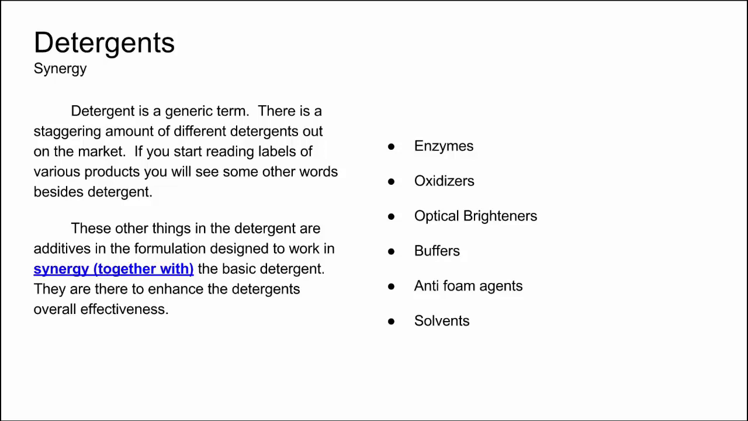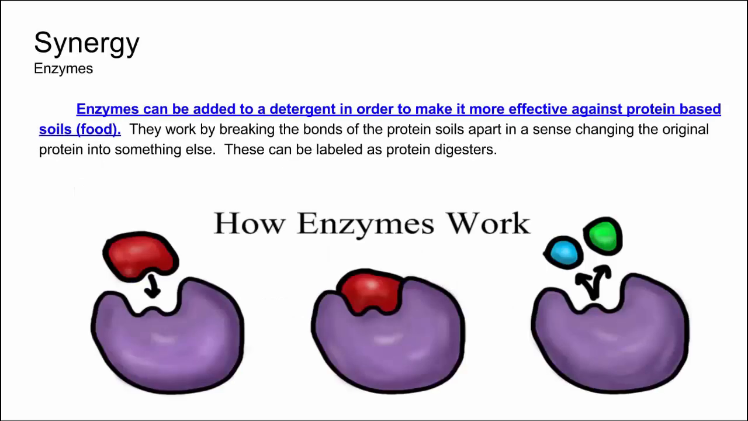And the way synergy works, so if you imagine a math formula of 1 plus 1 equals 2, with synergy, it's more like 1 plus 1 equals 3. It's going to increase the effectiveness of any given detergent. So it's not just the detergent and the oxidizer working on their own, it's the detergent and the oxidizer working in tandem or together to create a more powerful product. So they're going to tend to enhance the detergent's overall effectiveness. So now when we look at synergy, we're going to start looking with enzymes. We're going to go over all these types of products.